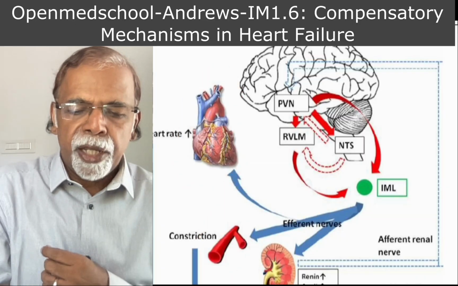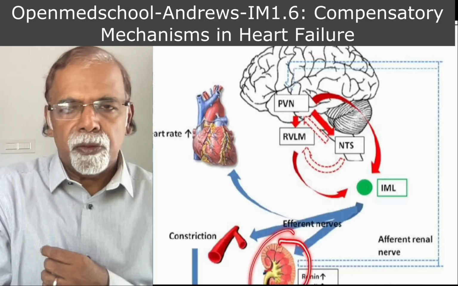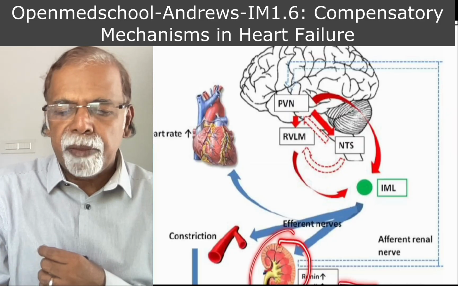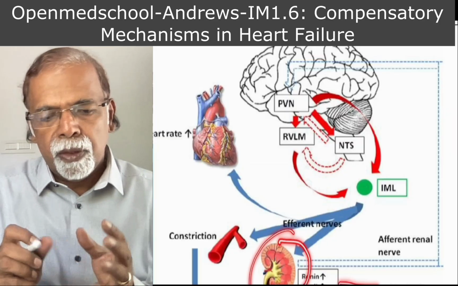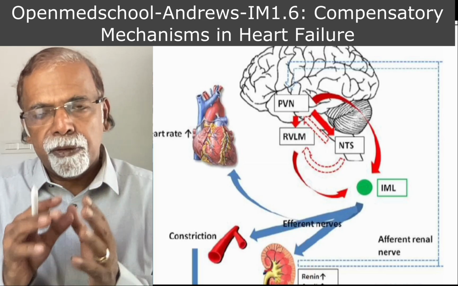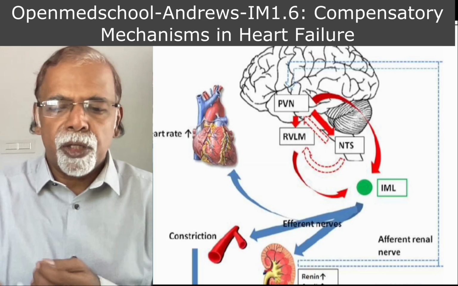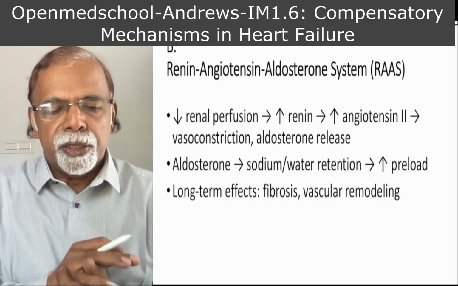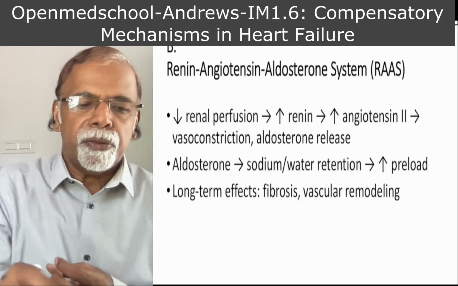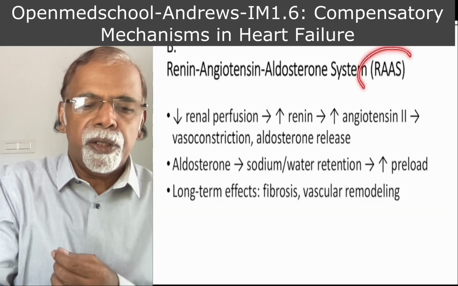But again remember, this will activate the renin-angiotensin system also. That will help to maintain the BP initially. So the SNS, or sympathetic nervous system, and the renin-angiotensin system work together. Next is RAS activation, or renin-angiotensin, which is very important.